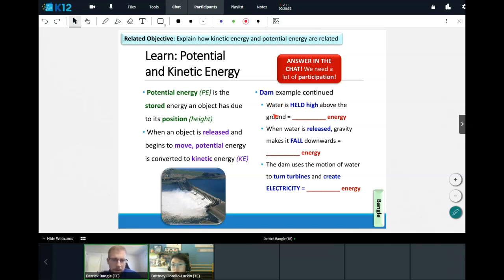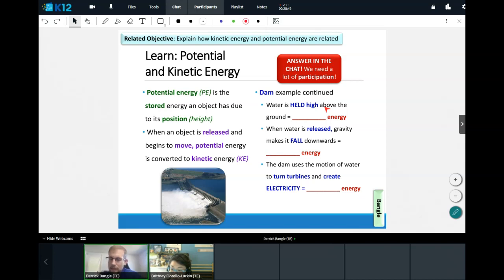All right, let's see. So let's answer some things in the chat here. The dam example continued. Water is held high above the ground. What type of energy is this for the first blank? Answer in the chat.